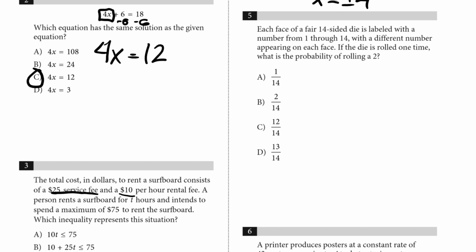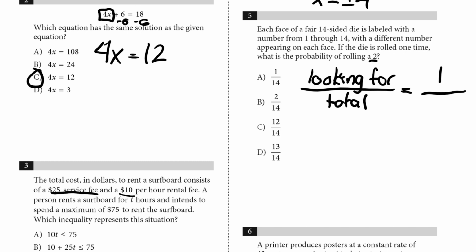Whenever we're trying to find the probability of an outcome, we divide what we're looking for and we divide that by the total number of outcomes. The number of possibilities of rolling a 2, there's only one outcome in which we get a 2. That's if we roll a 2. And since the die has 14 different sides numbered 1 through 14, there's 14 possible outcomes. So the answer will be 1 over 14.